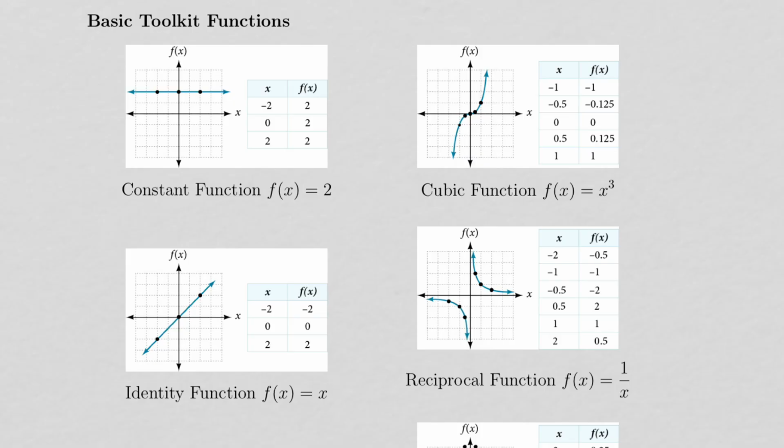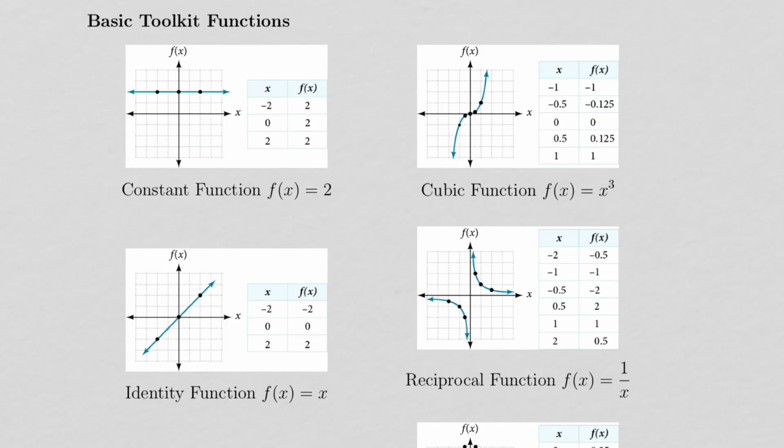The identity function says f of x equals x. The constant was f of x equals a constant. In this case, it's 2, but it could be anything, right? f of x equals -3. Then the line would be down here somewhere. The next is the identity function.